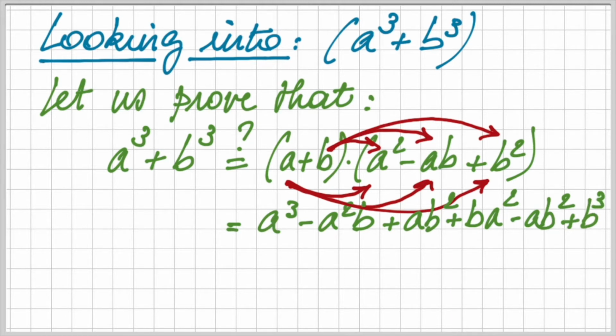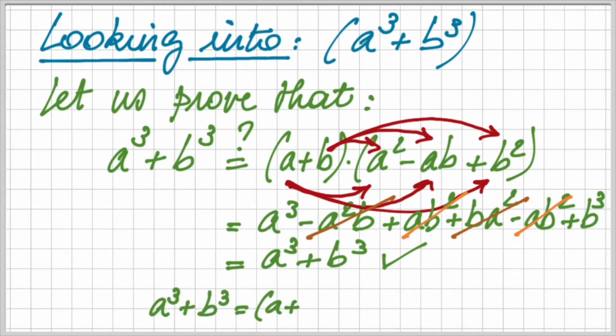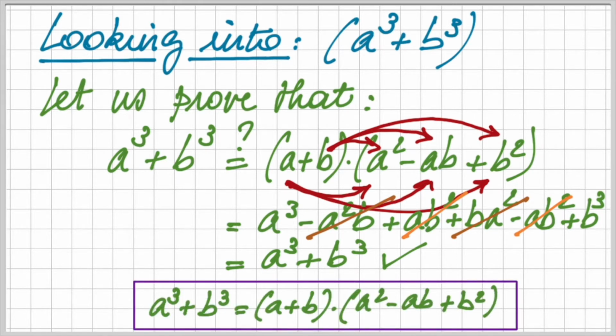We see that we can eliminate minus a squared b and b a squared because they are the same and have the opposite sign. We can also eliminate ab squared with minus ab squared. And finally we find that this is a correct formula. So we can say that the special product formula for a to the third plus b to the third is equal to a plus b times a squared minus ab plus b squared.